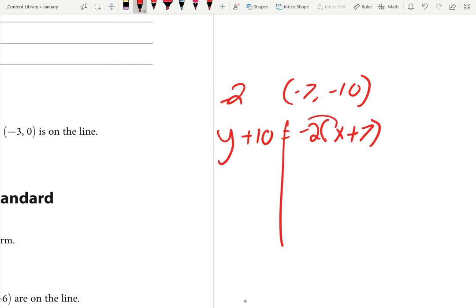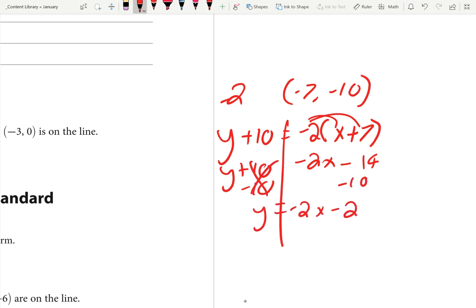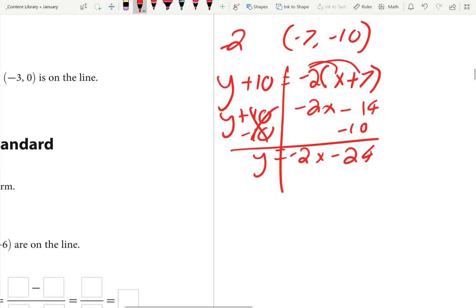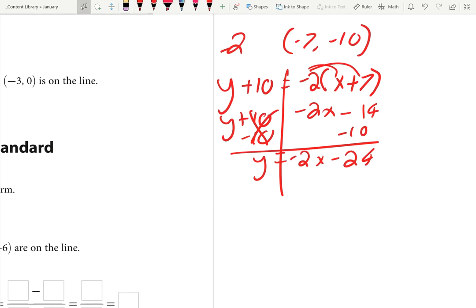So when I work this out, I'm going to distribute. This will be -2 times x and -2 times 7, which makes -14. I'm going to bring this down. Now I'm just going to move the 10 over. So I'm going to subtract 10 on both sides and have y equal to -2x minus 24. -14 minus 10 makes -24. And now the last thing to do to get this in standard form would be, since it's a -2x, to add 2x to the other side to combine it with y.